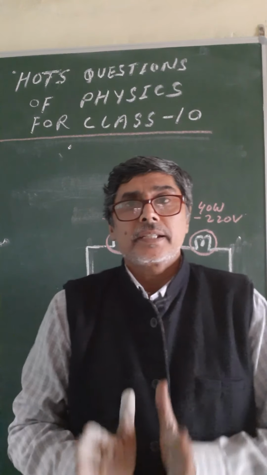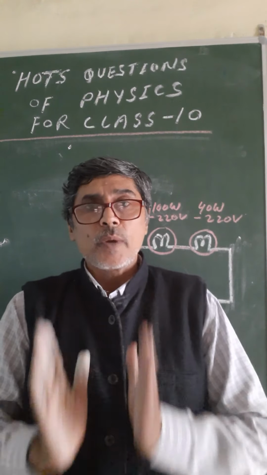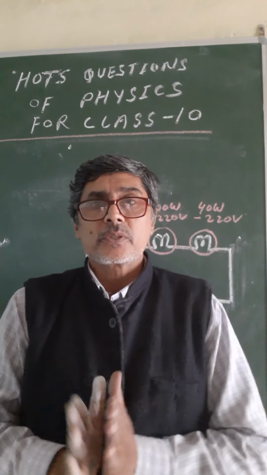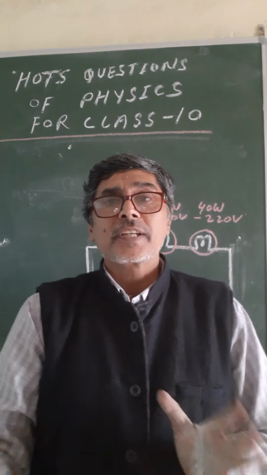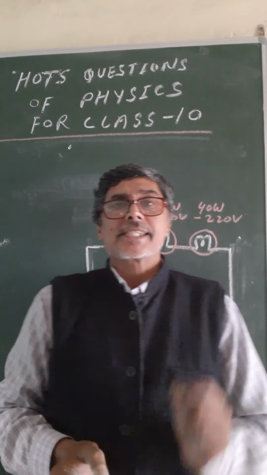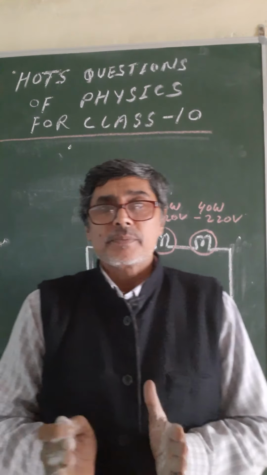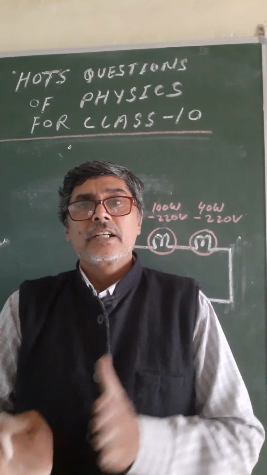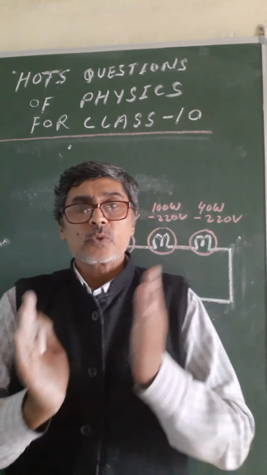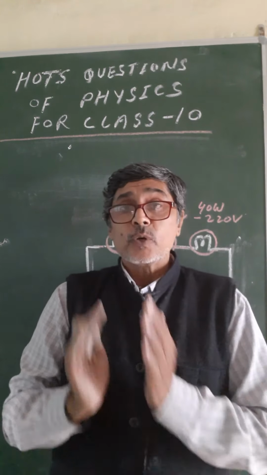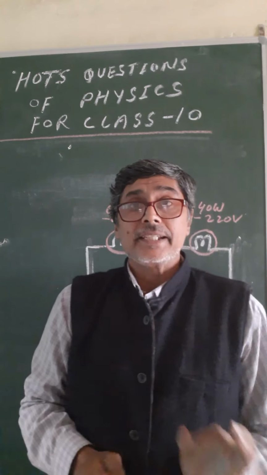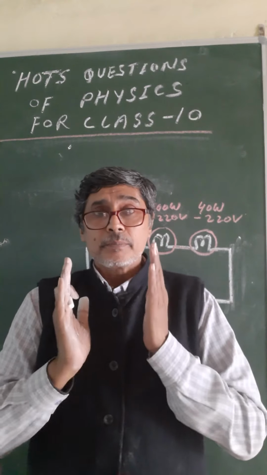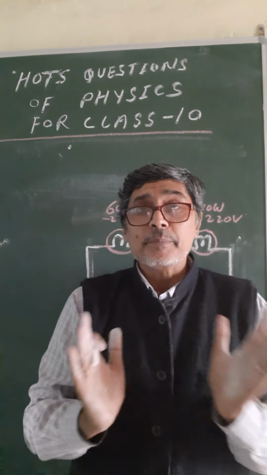Hello students, in this video lecture I am going to discuss the HOTS questions of physics of class 10. First question is that 3 bulbs rated as 60 watt 220 volt, 100 watt 220 volt and 40 watt 220 volt are connected in series. What will be the equivalent power of the combination?